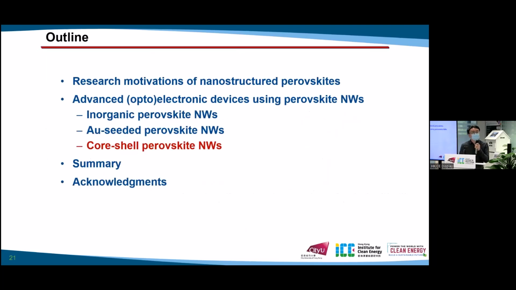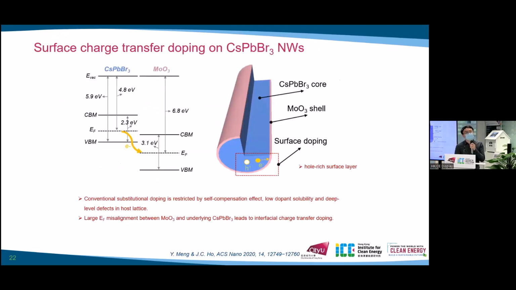In the next section, to further improve the mobility, we use a surface doping method to improve the mobility and stability of the fluorescent nanowire. Molybdenum oxide was used as surface doping in this work because it has a very high work function, about 6.8 eV. It's significantly larger than the cesium-lead bromide-3 nanowire.